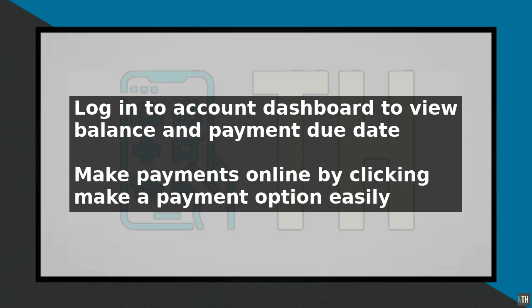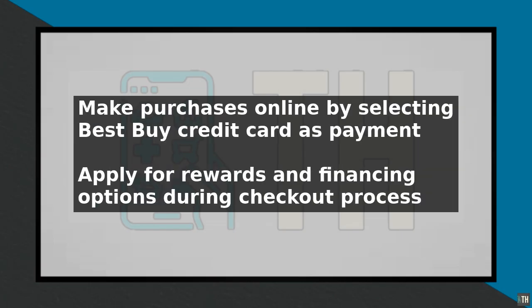To make a purchase using your Best Buy credit card online, simply add the items you want to buy to your cart and proceed to checkout. On the payment page, select the Best Buy credit card as your payment method and enter the required information. You can also apply for rewards and financing options during checkout.